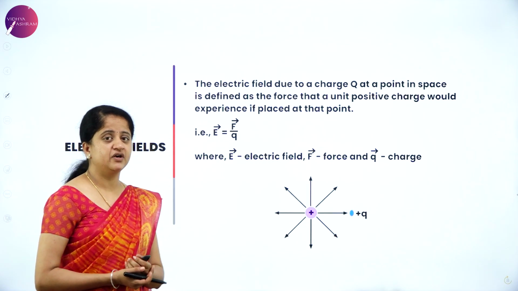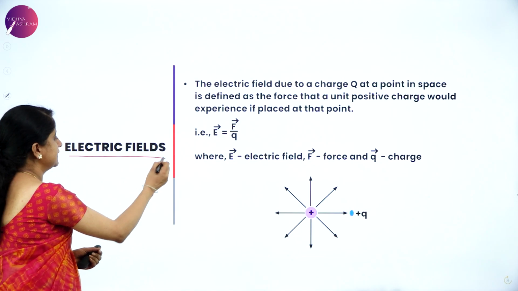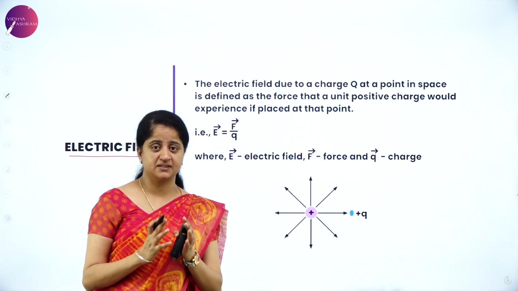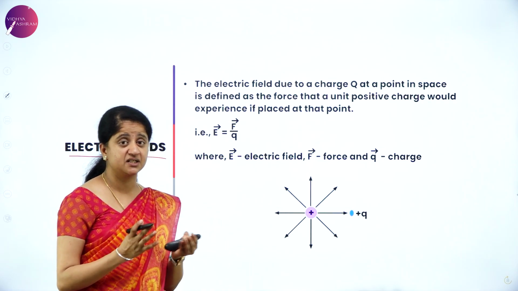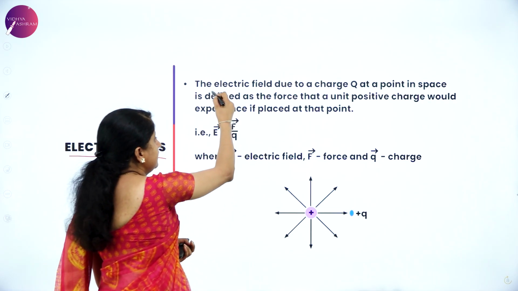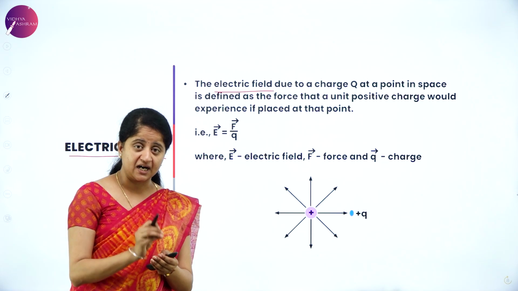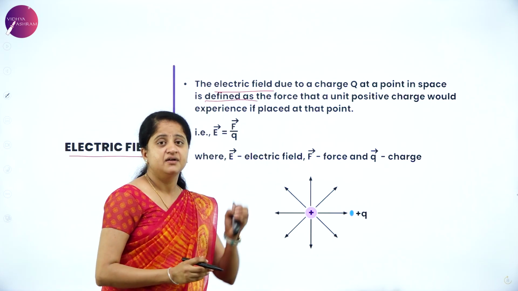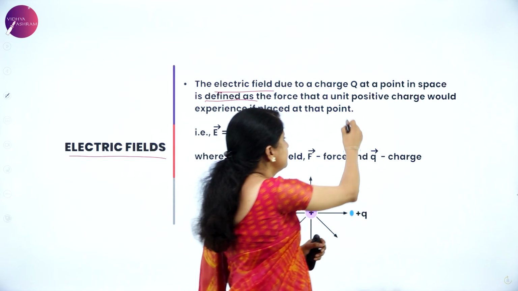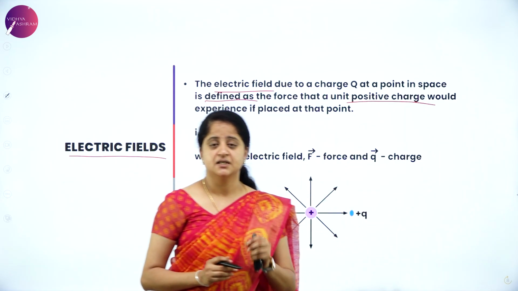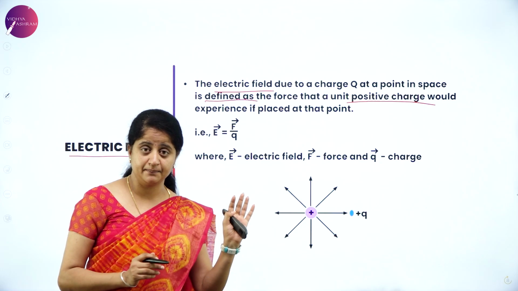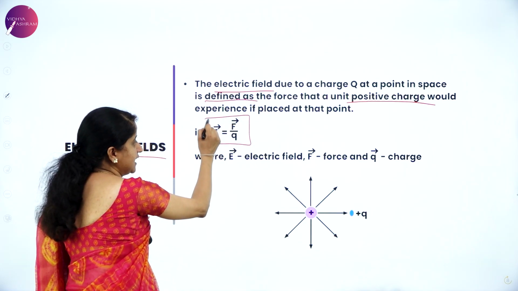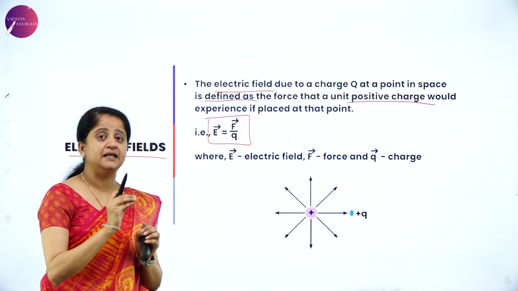And now we are moving on to another important topic, that is electric field. What is the meaning of electric field? What is the basic difference between electric charge and field? Let us learn. So electric field due to a charge at any point in space is defined as the force experienced by unit positive charge. Electric field is nothing but the force experienced by unit positive charge if placed at any point.